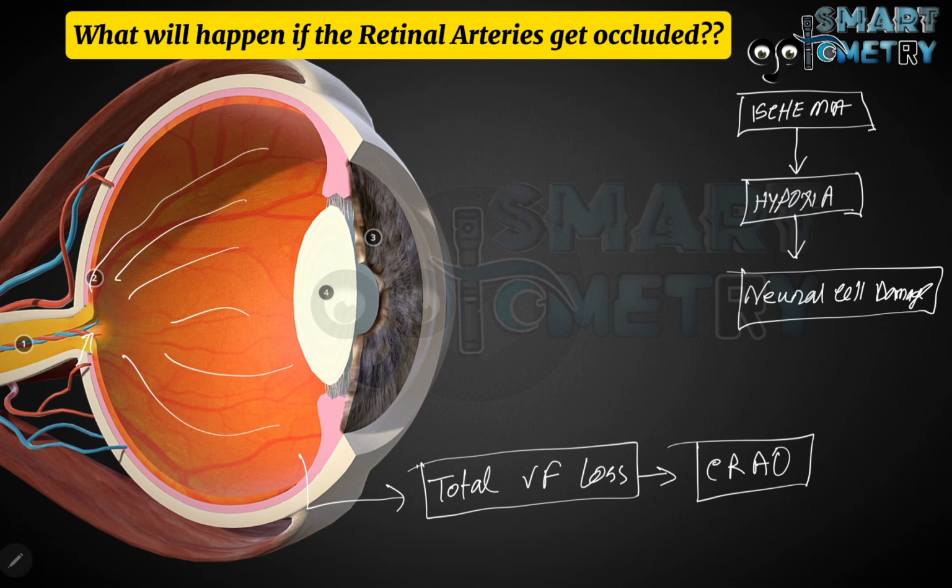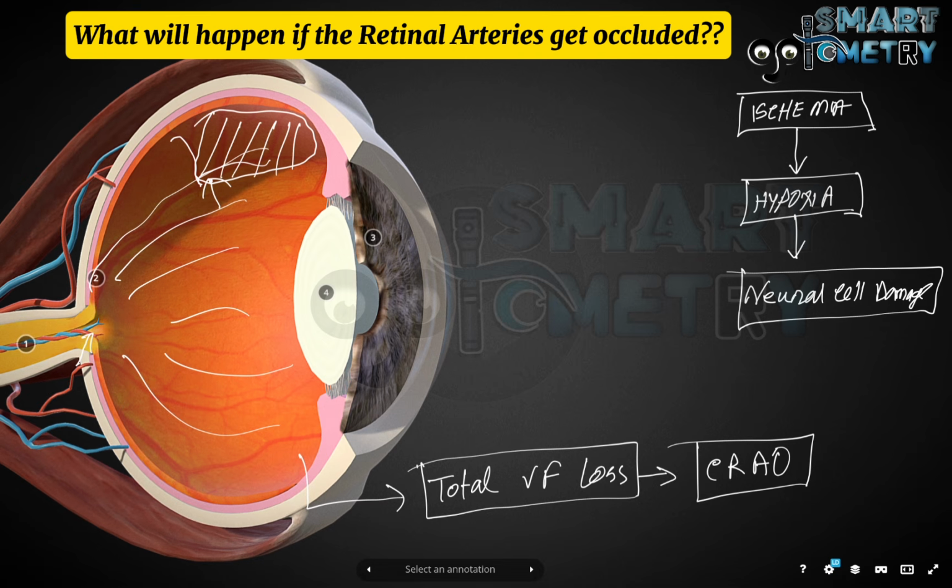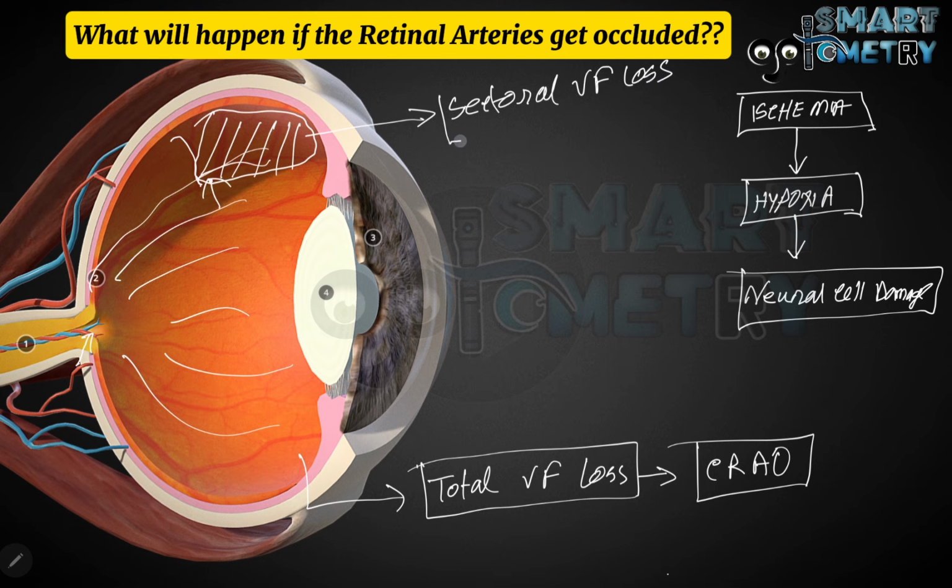And if the occlusion occurs in a branch, suppose in this area, then that branch supplies this specific area only. So in this specific area, the retinal neural cells will get damaged and it will lead to a sectorial visual field loss. And it will happen in branch retinal artery occlusion.